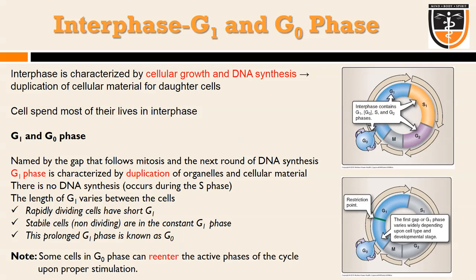Now, the length of G1 varies between the cells. If you have rapidly dividing cells, like your red blood cells, they actually have very short G1. Boom, boom, boom. They're constantly going through the cycle. However, non-dividing cells are in a constant G1 phase. They're standing, they're waiting, okay? And these cells in prolonged G1 phase are thought to be in G0 phase, which means they're not dividing at this point. They're constantly growing or controlling their growth, but they're not going to be dividing yet.